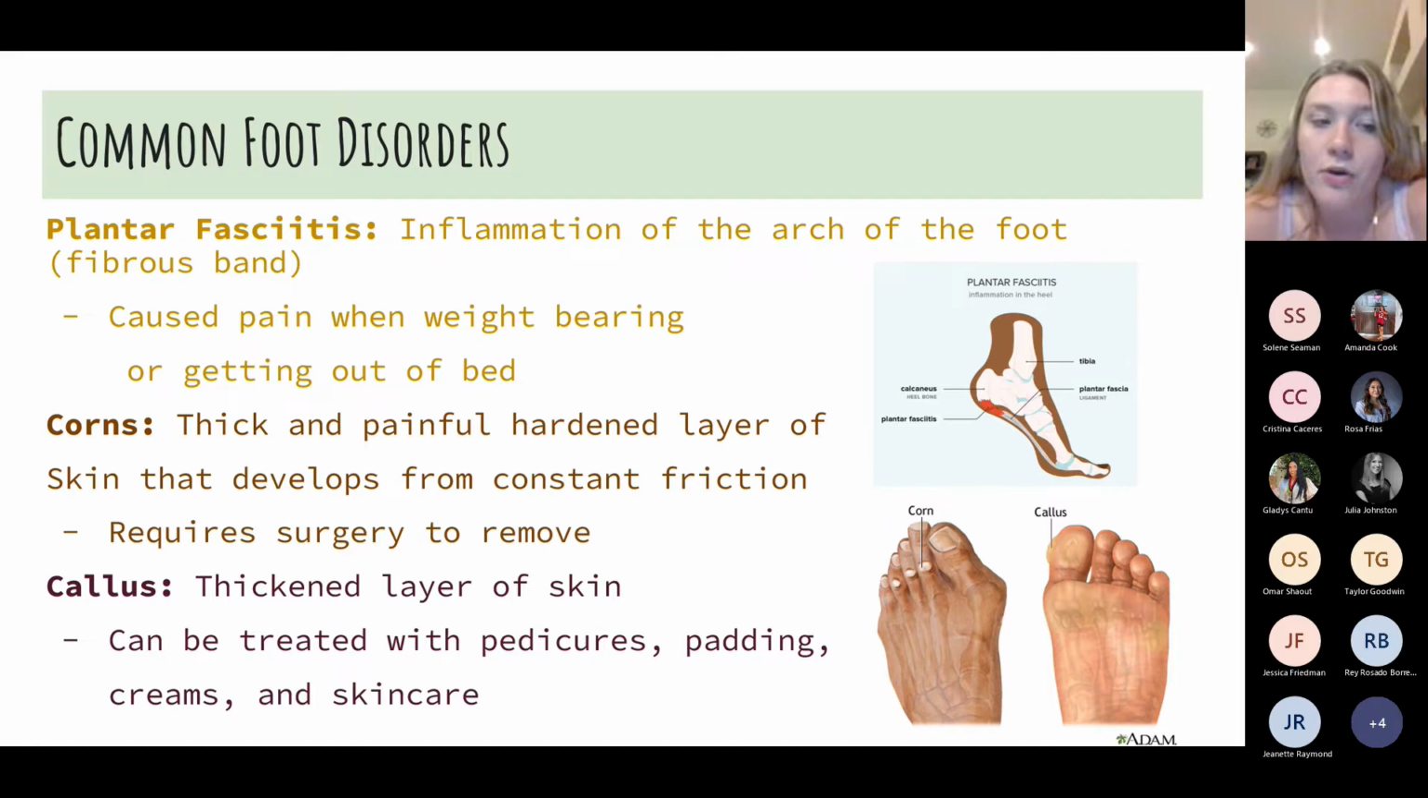Corns are thick, painful, hardened layers of skin, usually from constant friction. They are different than calluses. Calluses are more just a thickened layer of the skin. We've all had calluses on our feet. Usually you can sand them off a little bit, whereas corns are a lot more hardened and a lot smaller as well, and corns do require some surgery to get rid of them.